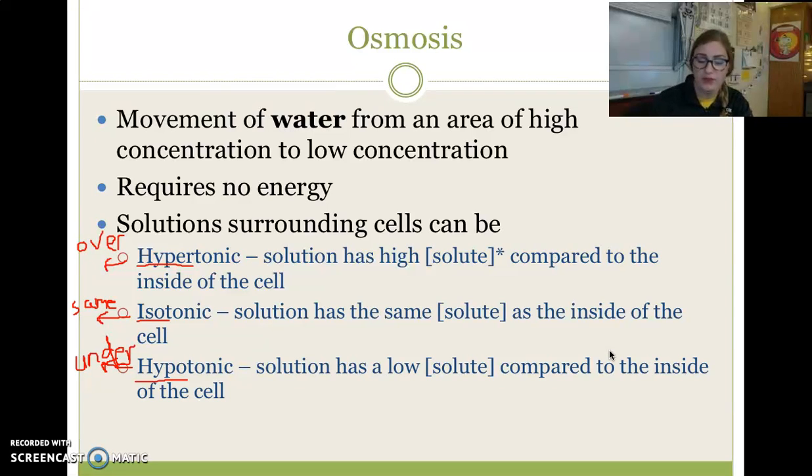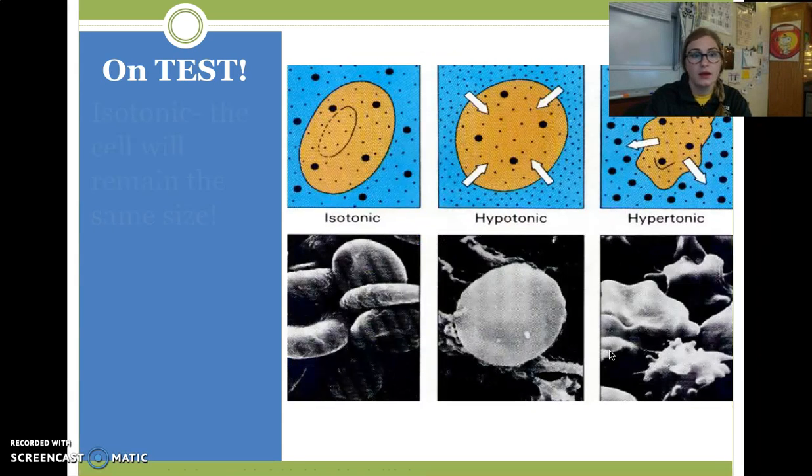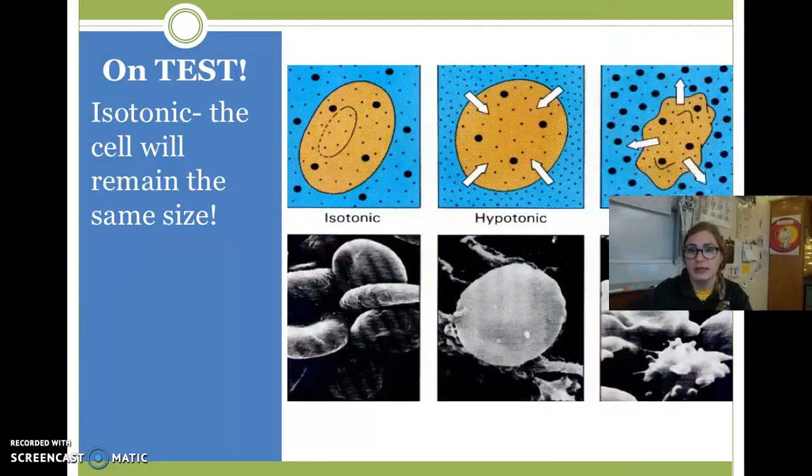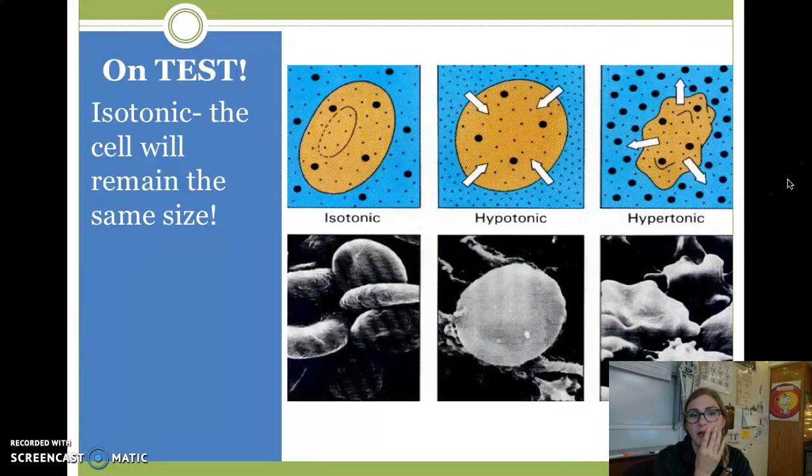So hypertonic, we have way more stuff on the outside of a cell. Iso means the same. So isotonic solutions have roughly the same amount of stuff on the outside of the cell as there is on the inside. And then hypotonic means that there is a very low amount of solute on the outside of the cell compared to the inside of the cell. So hypo is under or low. Think about the rhymes. Hypo is low. Hyper is over, it's a lot, and then iso is going to be the same. So on your test, you will need to know all of this information.